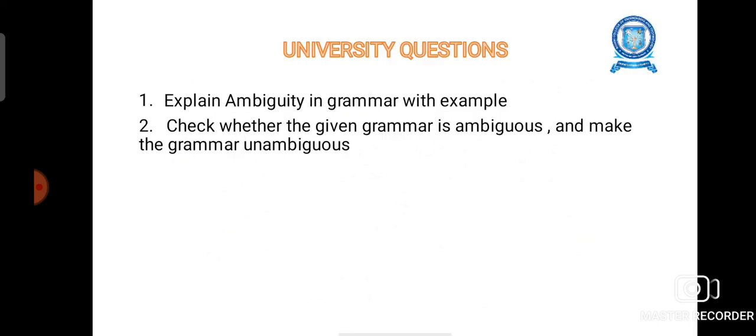So that's all about the topic. And the possible university questions are: explain ambiguity in grammar with an example, check whether the given grammar is ambiguous, and make the grammar unambiguous.